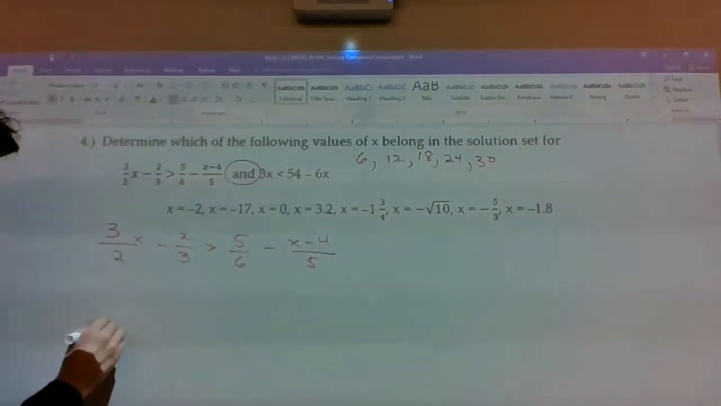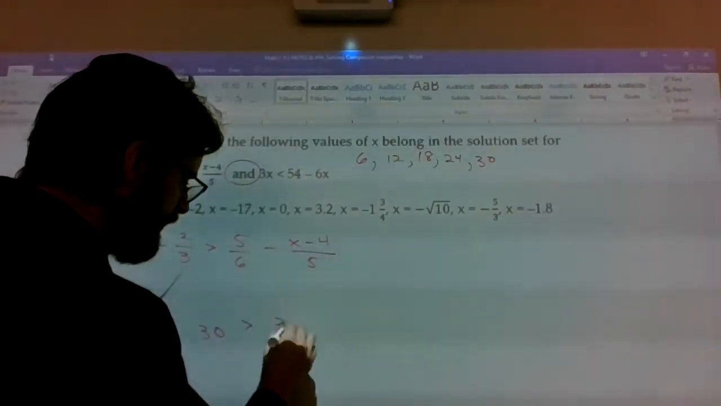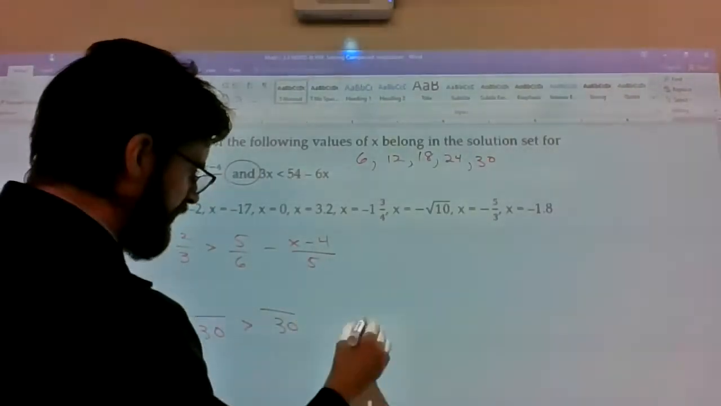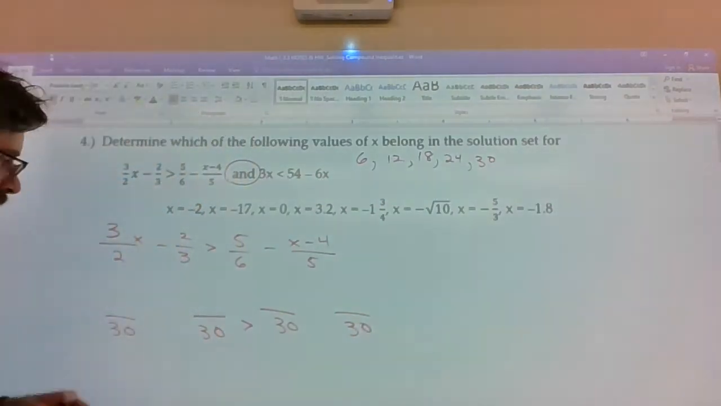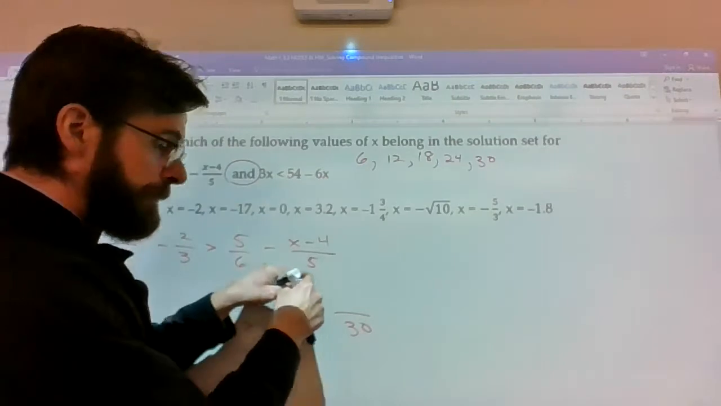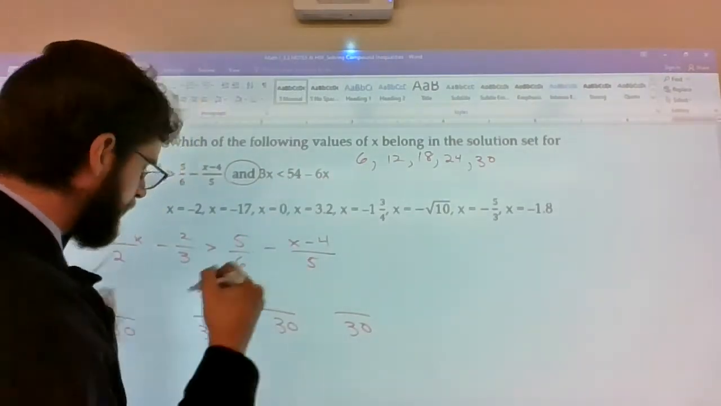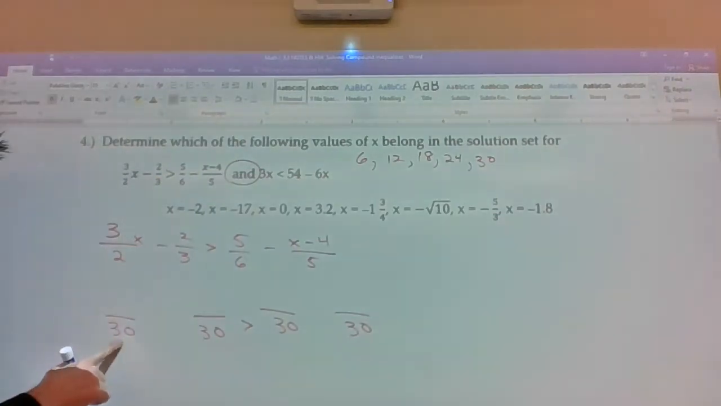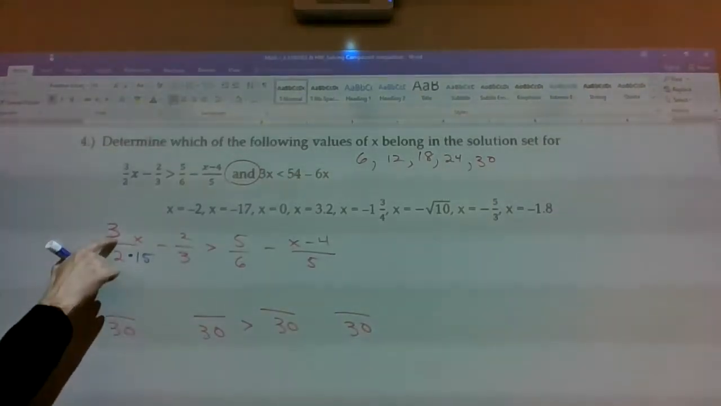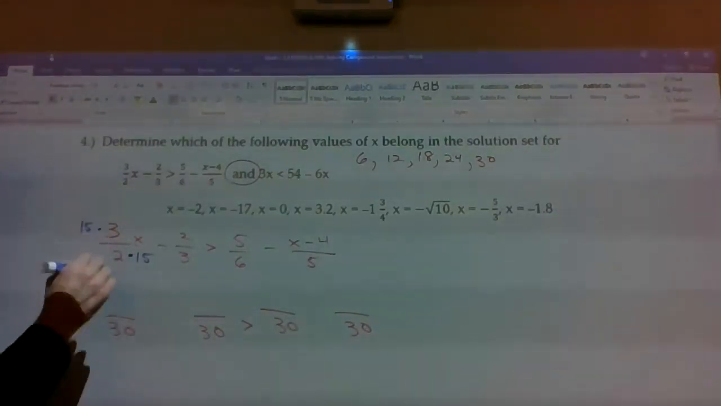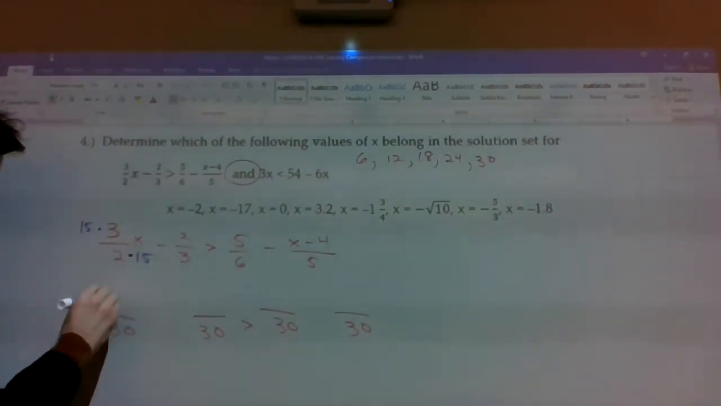So it's going to be this over 30, that over 30, greater than that over 30, and that over 30. At which point you multiply each fraction, both top and bottom, by whatever it took to get the bottom to 30. So like here, 2 times what gives me 30? It's 15. So you're going to take 3x times 15 to get the numerator here. 15 times 3x is 45x.